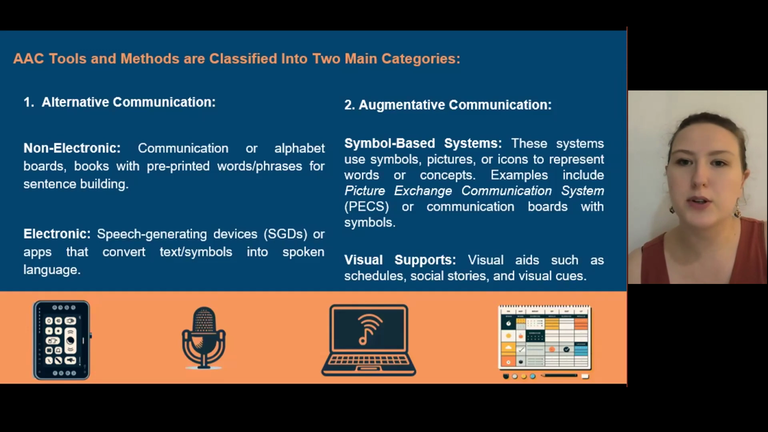The second category is augmentative communication, which is symbol-based systems. These systems use symbols, pictures, or icons to represent words or pictures. And then also visual supports. Visual aids such as schedules, social stories, and visual cues. All of these help with the category of communication.